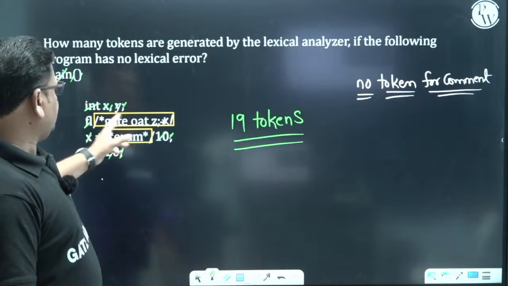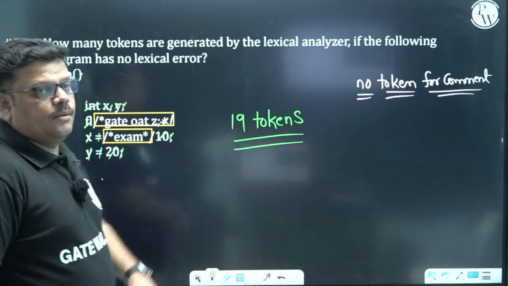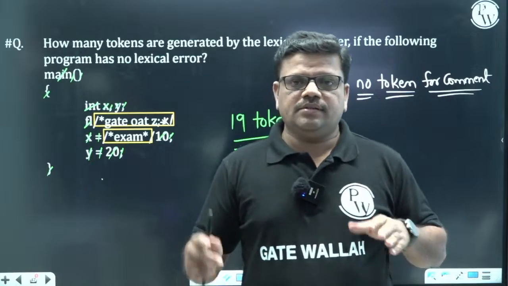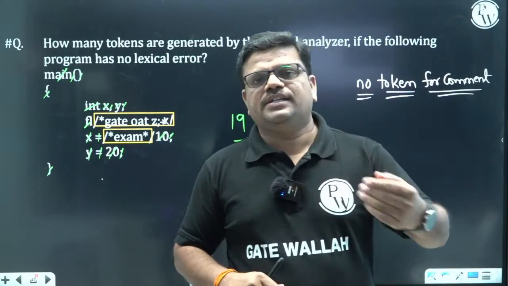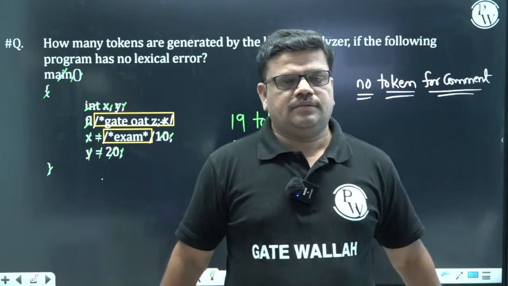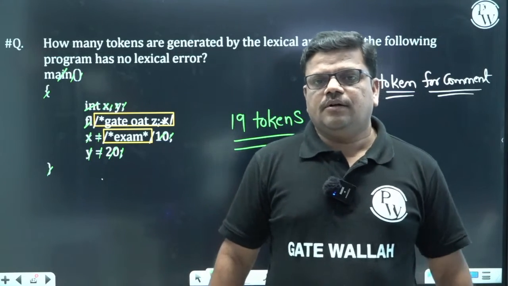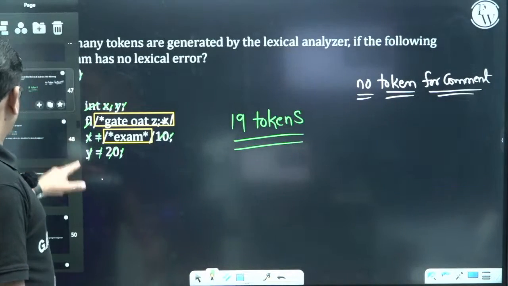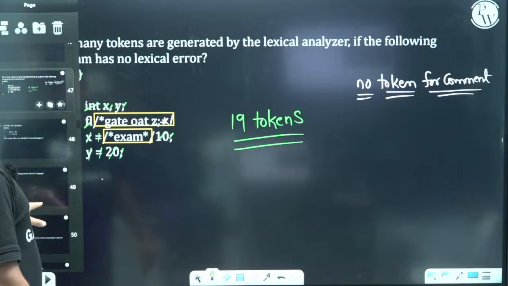So whenever comments are there, these are the tasks. The lexical analyzer takes the program as input and produces tokens. In this process, if it gets comments, the comments will be removed. Comments are eliminated by the lexical analyzer. So this is the functionality of the first phase of the compiler, called the lexical analyzer.